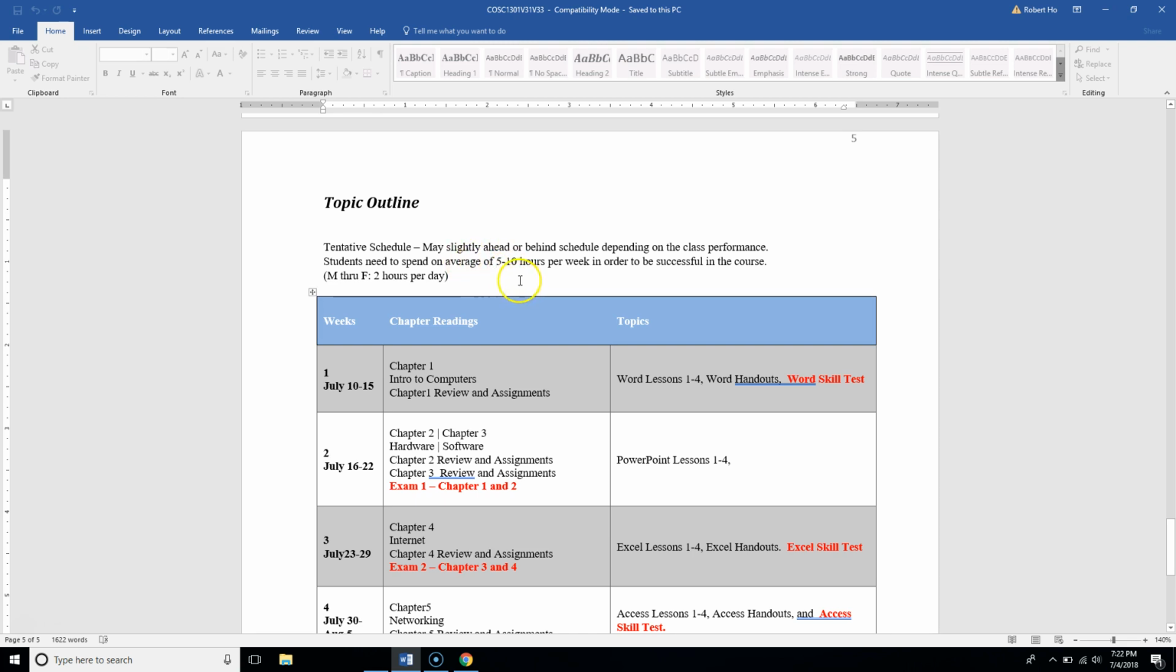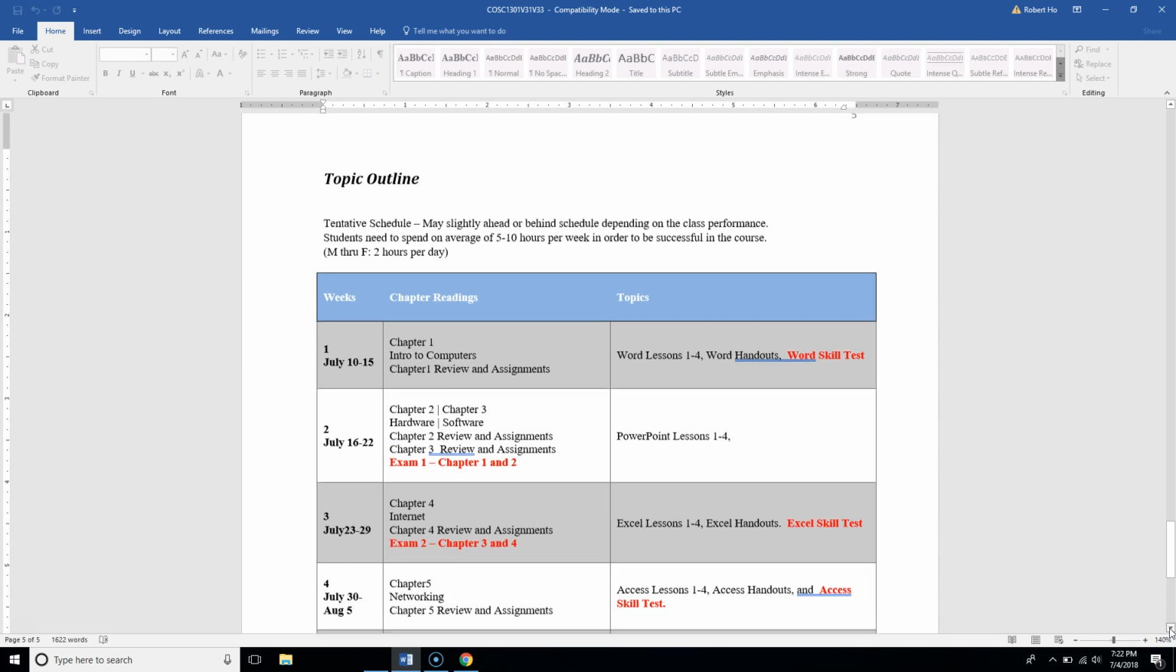Students need to spend on average about 8 to 12 hours per week in order to be successful in the course. So, for example, you may spend about 1.5 to 2 hours per day, Monday to Friday, and then you take a break on the weekend. Or you can use the weekend to do some catch up. Okay.